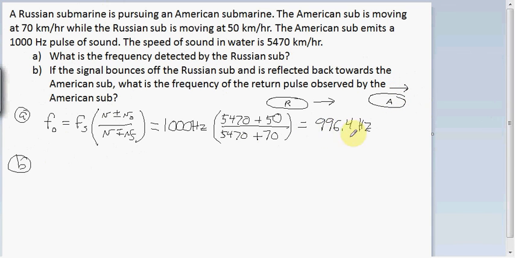Now, luckily, we've already done the first one, so we don't have to do this again. But the point is that for the return sound, the echo, the sound traveling from the Russian sub back to the American sub, this is going to be the frequency of our source. So we start out again. FO equals FS, V plus or minus VO over V minus or plus VS. This is 996.4 hertz.